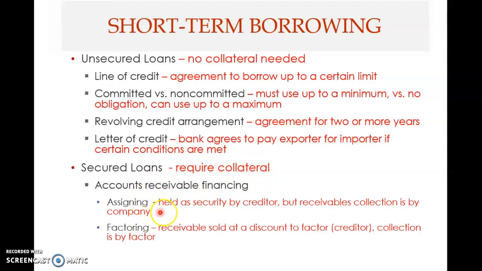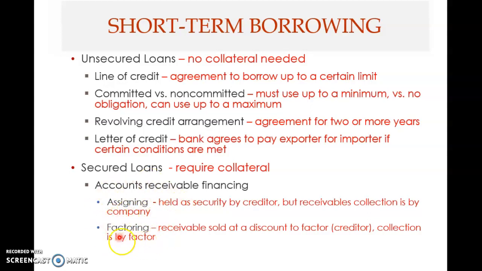Now there are two types of accounts receivable financing. One is called assigning, the other one is factoring. Assigning here means the accounts receivable is held as security, collateral, by the creditor, meaning the lender. But the receivables collection will be done by the company. The company that borrows will still collect from the customer, and once they've collected from the customer, they will pay the creditor. That's how assigning works.